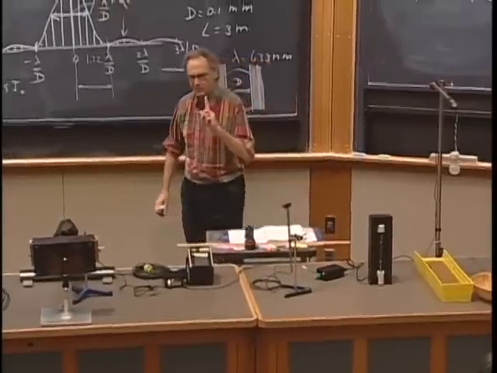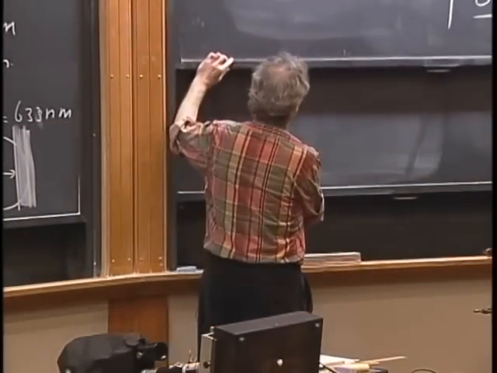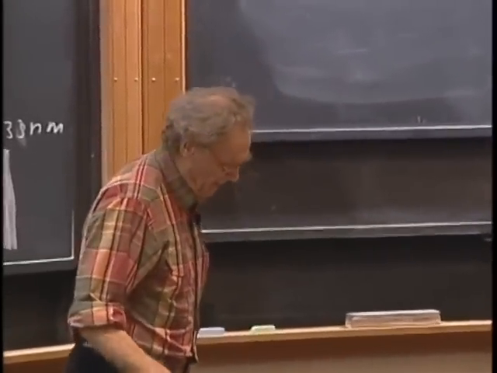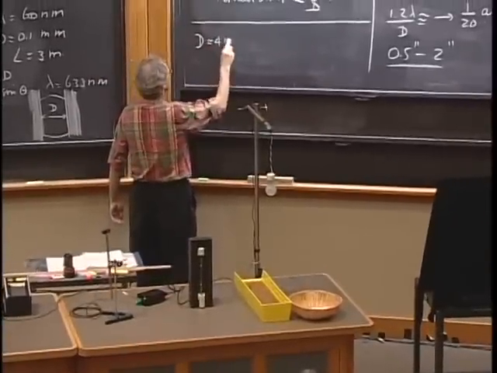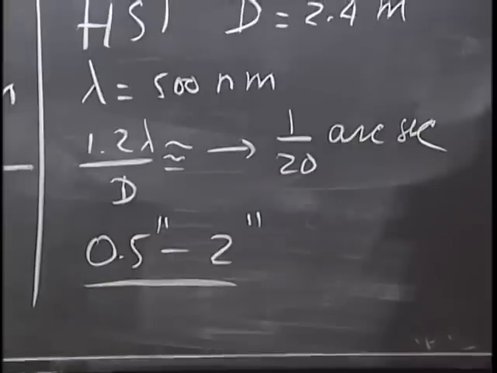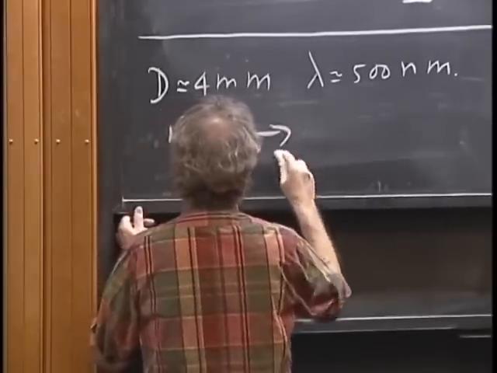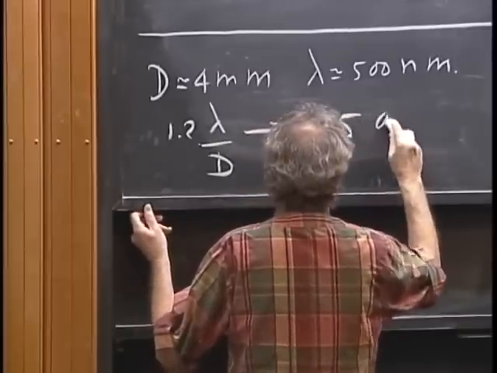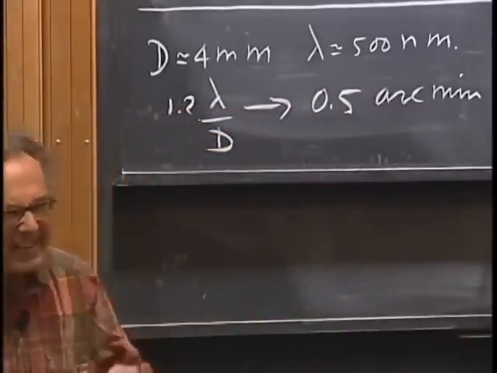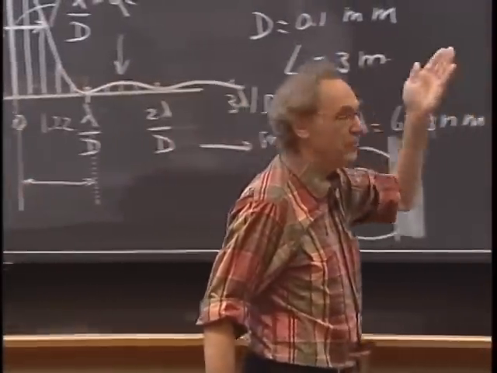And now comes your human eye. The opening of your human eye depends on the time of the day. At night, when it's dark, your pupil opens. During the day, it goes down a little. If we take about 4 millimeters, a reasonable number, and we take again 500 nanometers as our representative wavelength, then we can calculate what 1.2 times lambda over d is, and that translates to half an arc minute. That is 30 arc seconds. That is 600 times worse than Hubble Space Telescope. You cannot do better than this. This is Mother Nature. You cannot beat diffraction.